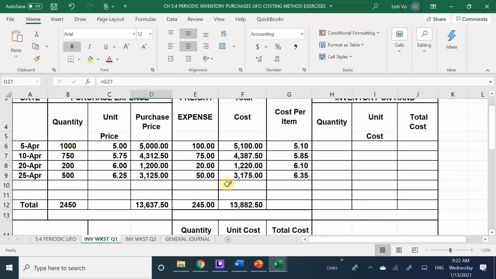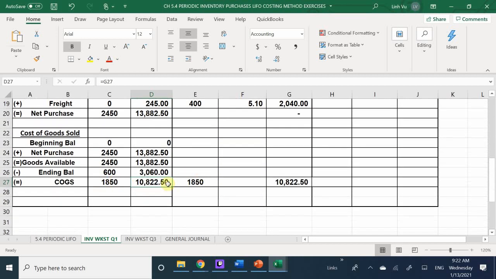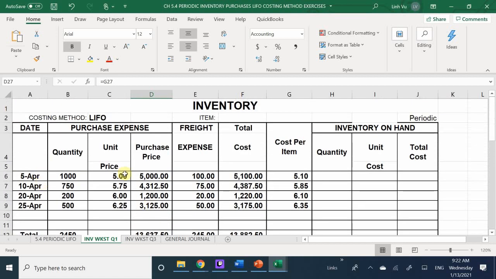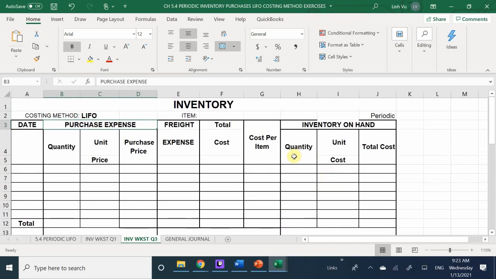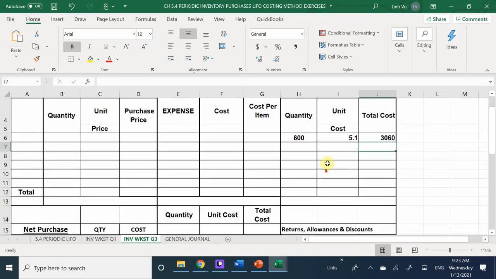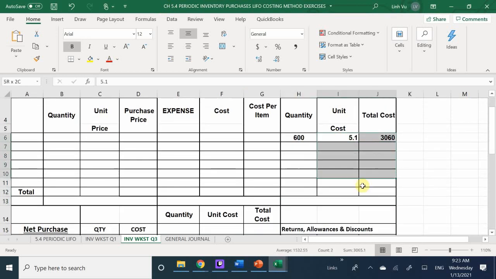And we actually know how much that is, right? We know that the 600 remaining should equal that 3060. So let's go ahead and transfer this amount over. So our quantity in our inventory on hand is going to be the 600. And it's going to cost me, I think it was, what, $5.10? Yes. Okay, and then we're going to multiply that across to give us a total of the 3060.